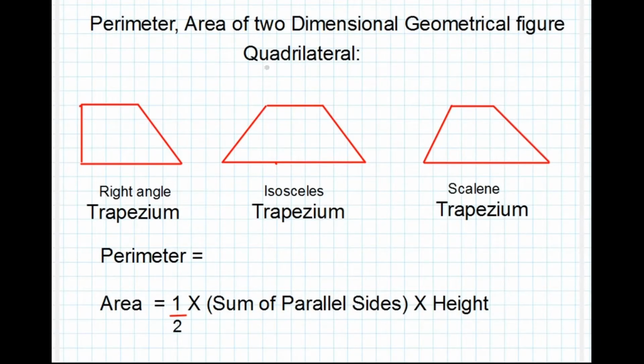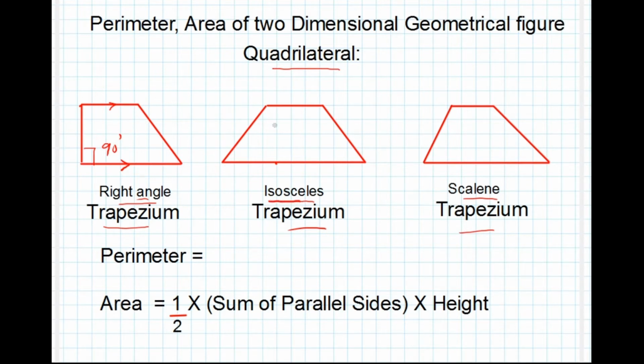Next shape of quadrilateral is trapezium. There are three types of trapezium: right angle trapezium, isosceles trapezium, scalene trapezium. Right angle trapezium has two opposite sides that are parallel. Two parallel sides intersect at right angle as shown.